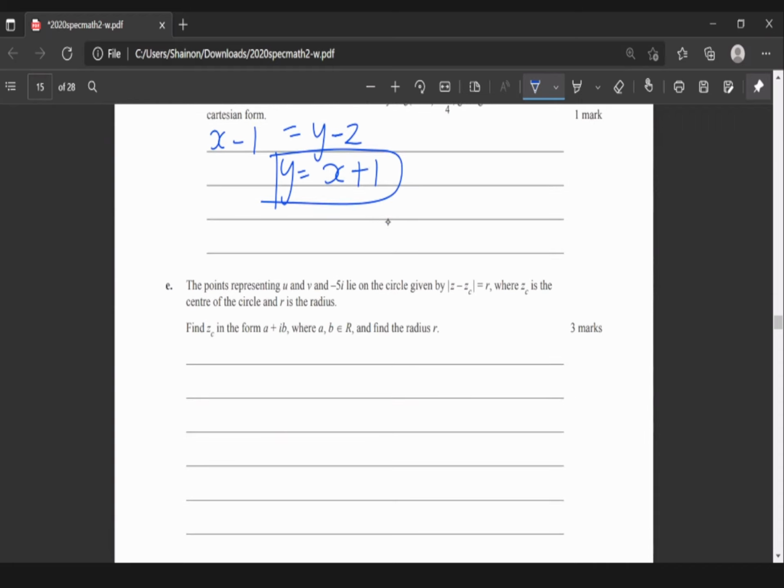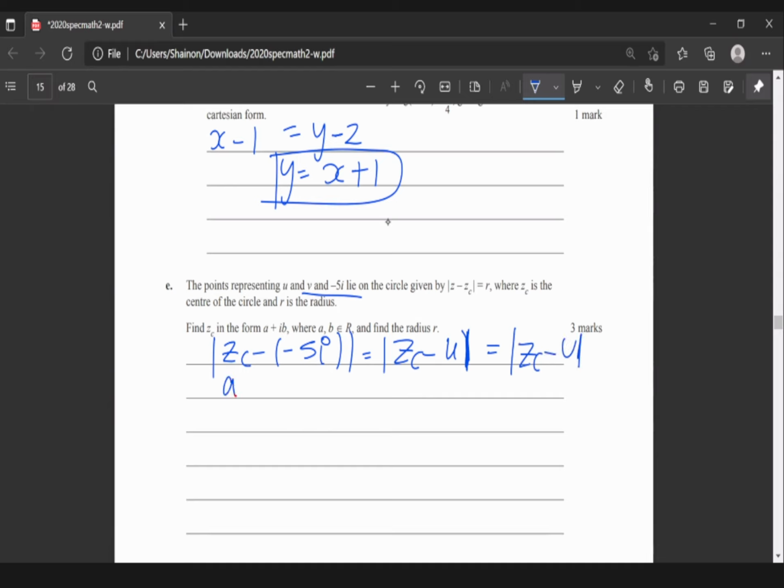Okay, z minus zc with z. zc is the center of the circle. Find zc in the form of a plus bi. So this lies on the circle. So zc minus 5i is equal to zc minus u. Oops. And this is going to be zc minus v.